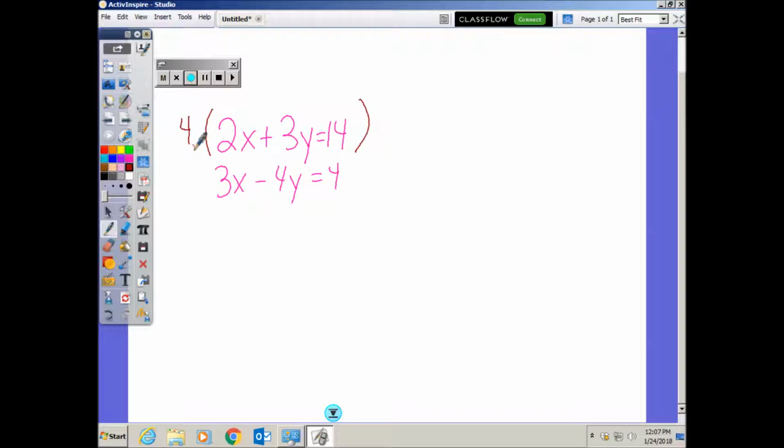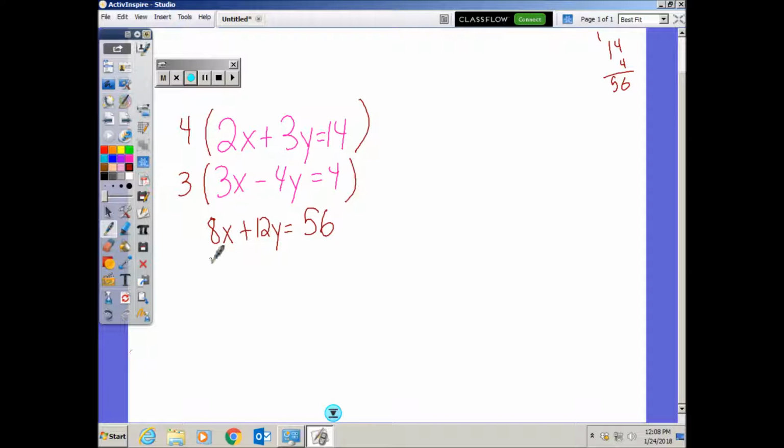So I'm going to multiply this by 4 to get 12y here, and this by 3. 4 times 2x is 8x. 4 times 3y is 12y. 4 times 14. Oh no, I probably need a calculator. So that's 6, 4, 56, is that right? Didn't need a calculator. Look at that. Okay?